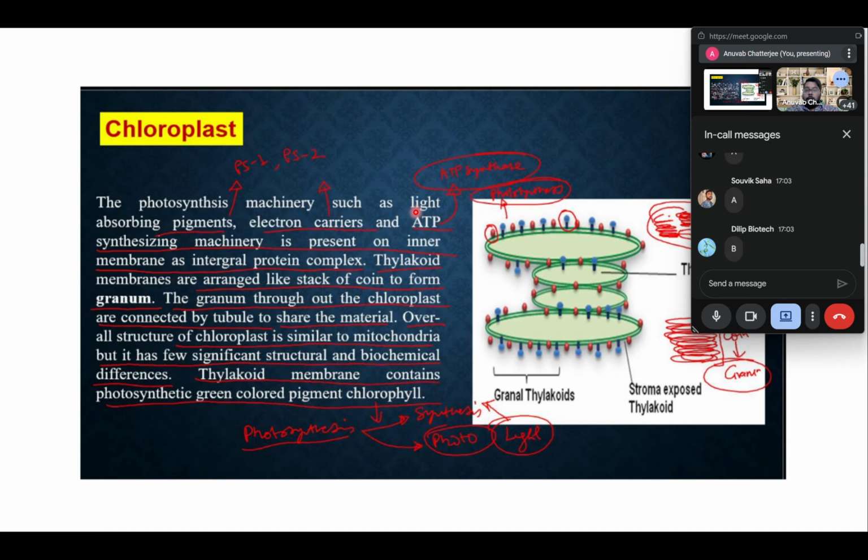The entire machinery for photosynthesis is present in structures inside the chloroplast called thylakoid membranes, which are interwoven membranes, which look something like this. And they have a lumen which is present inside them, and they have the part outside, the stroma of the thylakoid.